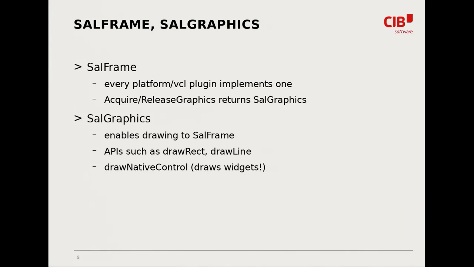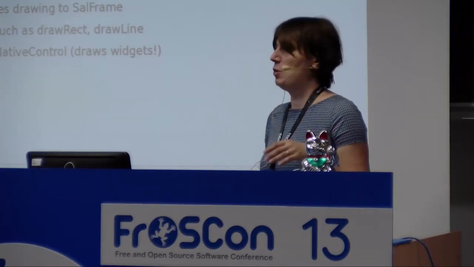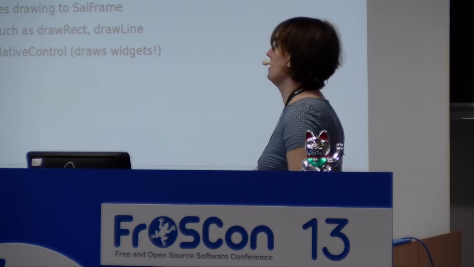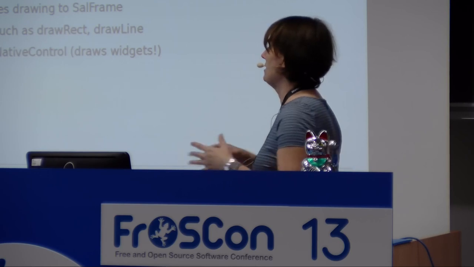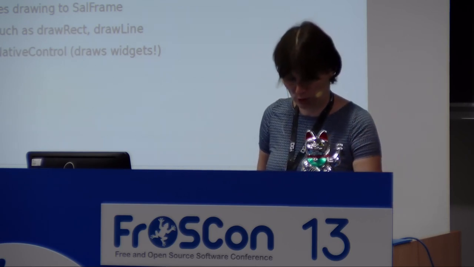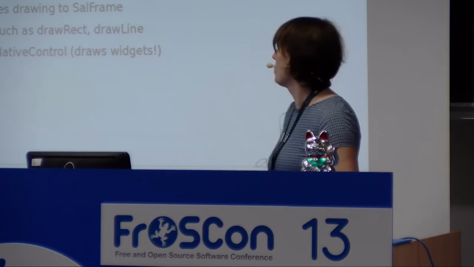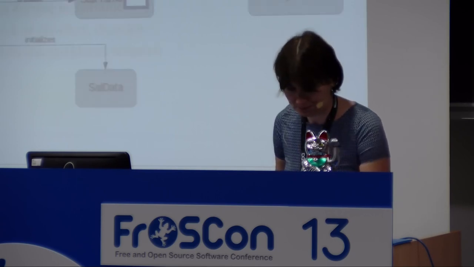And perhaps the most interesting part of the cell graphics API is draw native control. That means to draw a bitmap that looks like a widget with native look and feel. So if we are in KDE desktop, with some KDE theme, for example Breeze, this is what draw native control is about.